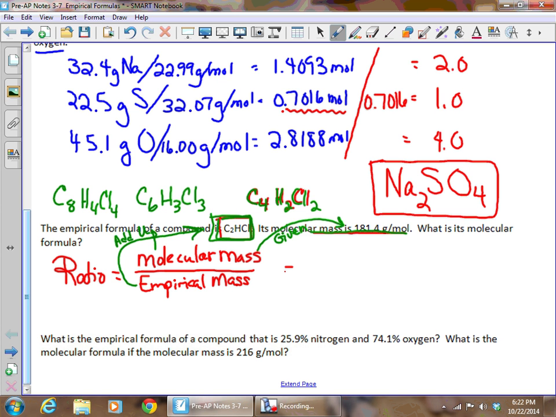So let's see what that would come out to. Like I said, we know that that top number is 181.4 grams per mole. And if we add up 2 carbons, a hydrogen, and a chlorine, we get 60.48 grams per mole.